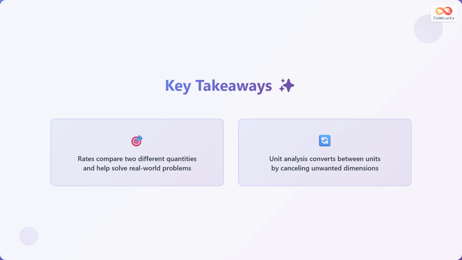To wrap things up, here are the key takeaways. Rates compare two different quantities and help us solve real-world problems. Unit analysis is a method used to convert between units by canceling unwanted dimensions. These tools are valuable for simplifying calculations and understanding the world around us.